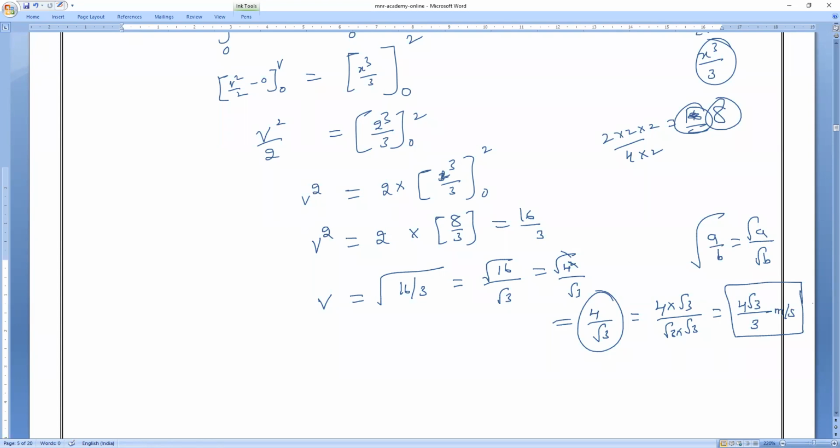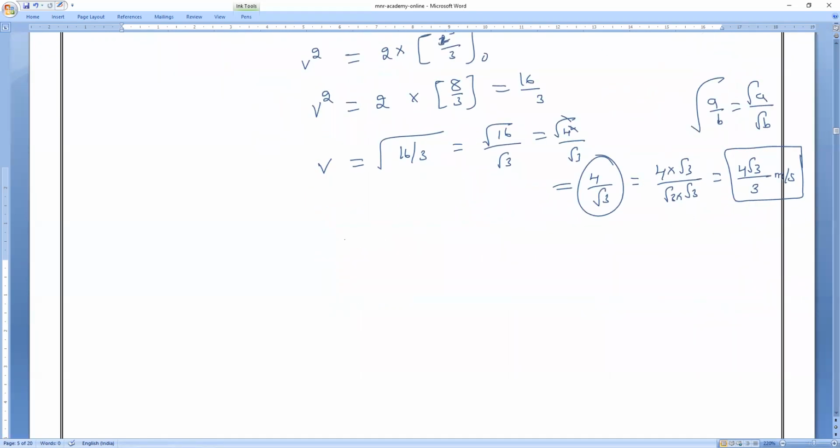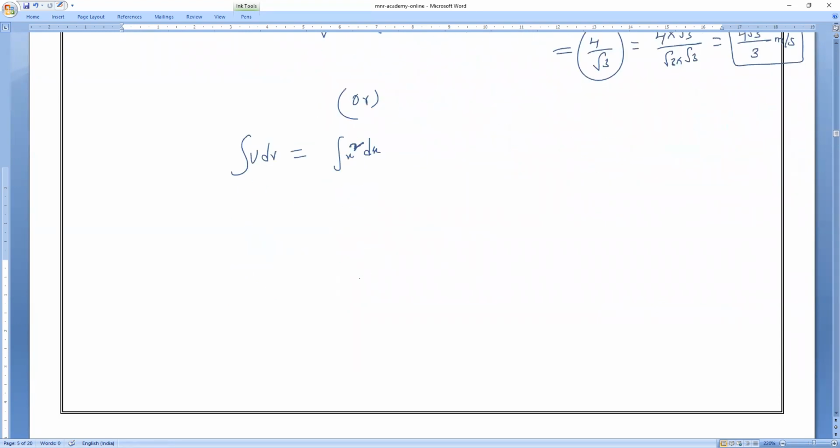Understood? Now, this is the direct method, substituting the limits. Now, this question you can also solve by finding the C value. You can solve it in such a way: integration of v dv is equal to integration of x square dx. Is it right, everybody? This is the function.